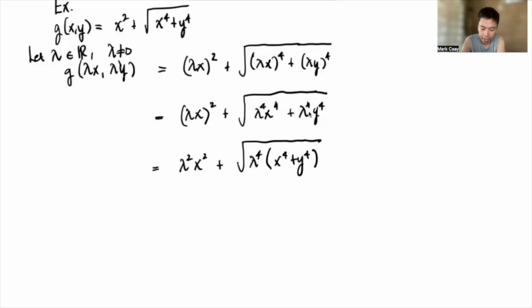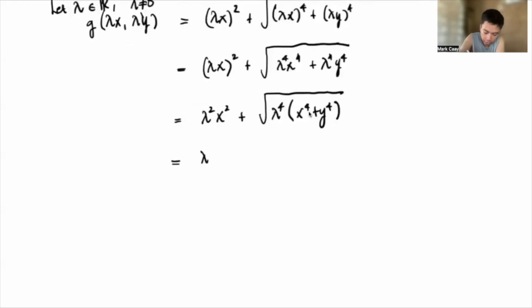It's like I extracted the lambda, and then I'm going to factor out the lambda to the 4. So that means I would get this one.